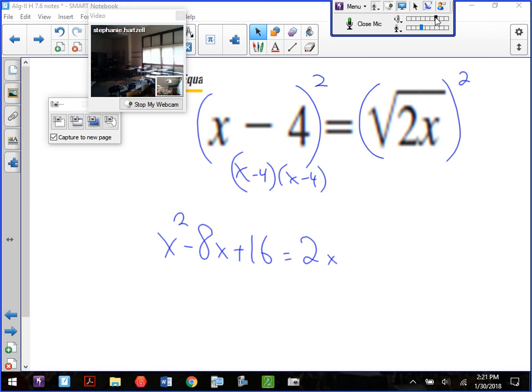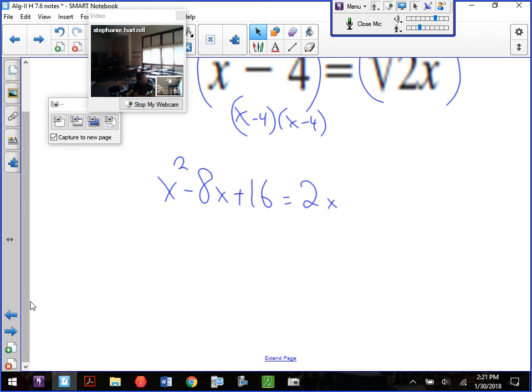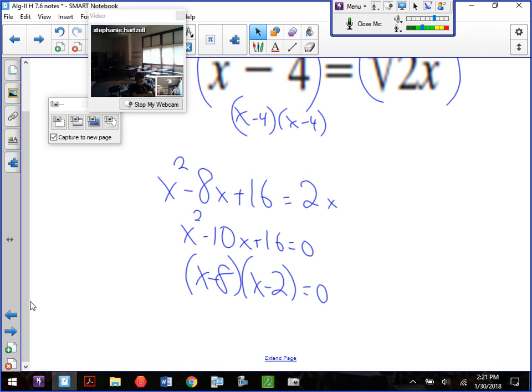Now what do we do? Subtract 2x, good. What times what is positive 16? You add together to get negative 10. Negative 8, negative 2. Which gives you zeros at 2 and 8. Good.